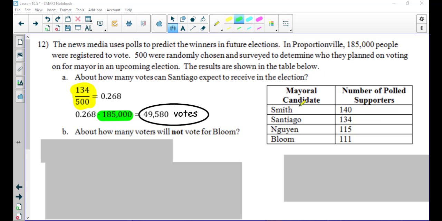This one is for a mayoral candidate, so it may not get as many people coming out to vote. All right, part B asks us about how many voters will not vote for Bloom. So the way I did this was I added up all of the other numbers besides Bloom.